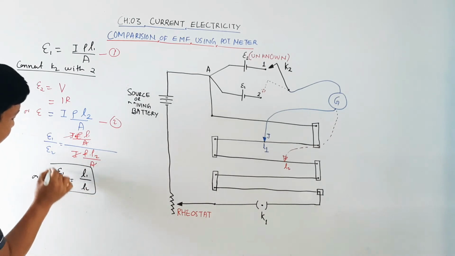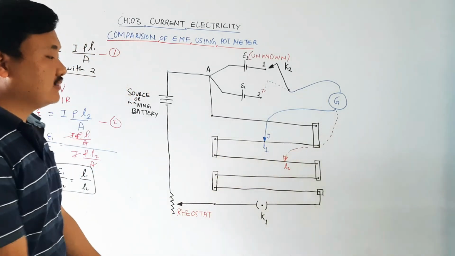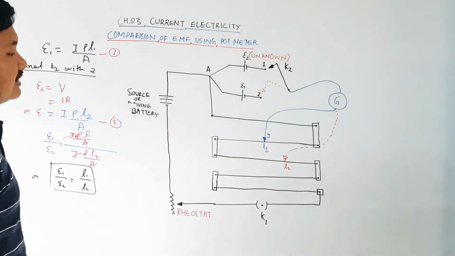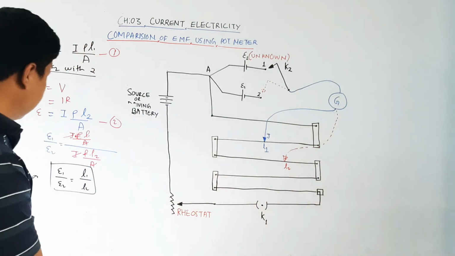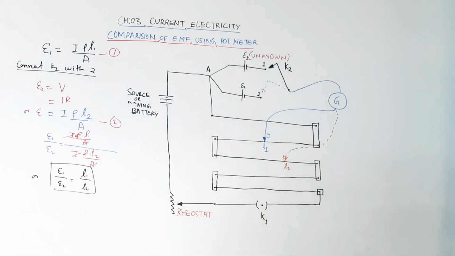Very simple. Now L1 we can measure here, because it is given on a meter scale. L1 we can calculate, L2 we can calculate. If E1 is unknown, you can get E1 equals L1 by L2 into E2. If E2 is unknown, then you will get E2 equals L2 by L1 into E1. It is very, very simple.